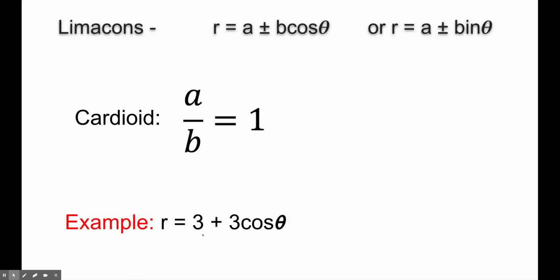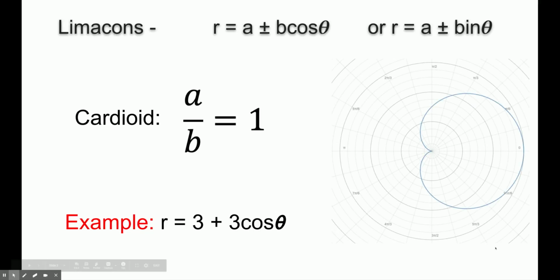Okay. How does that happen? Here's an example. r is equal to 3 plus 3 cosine theta. A is 3, b is 3, you get the point. What's going to happen is your curve will look a little something like this. Now, you're saying, what, Mr. Egan, what is that? Well, that looks a little bit like a cardioid, a little bit like a heart going this way. Not so much because it's not as pointy down here. But everything on here is described as the distance from the pole.